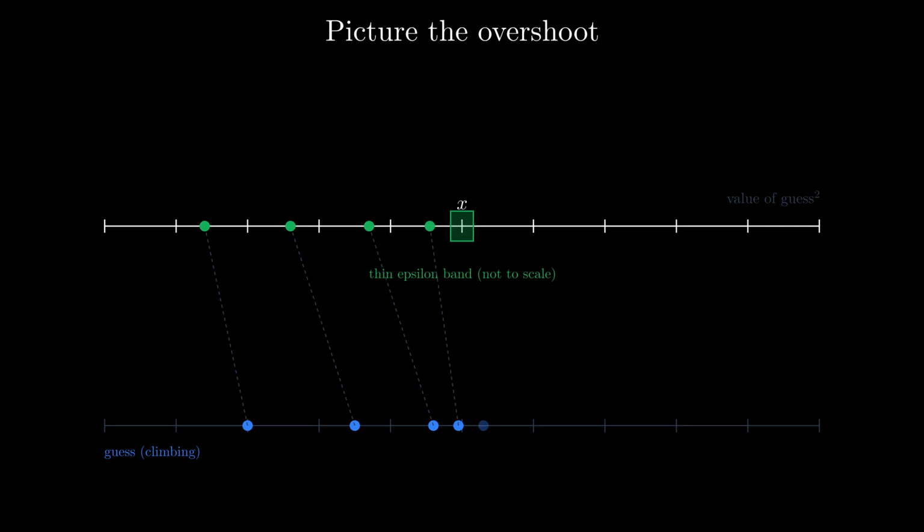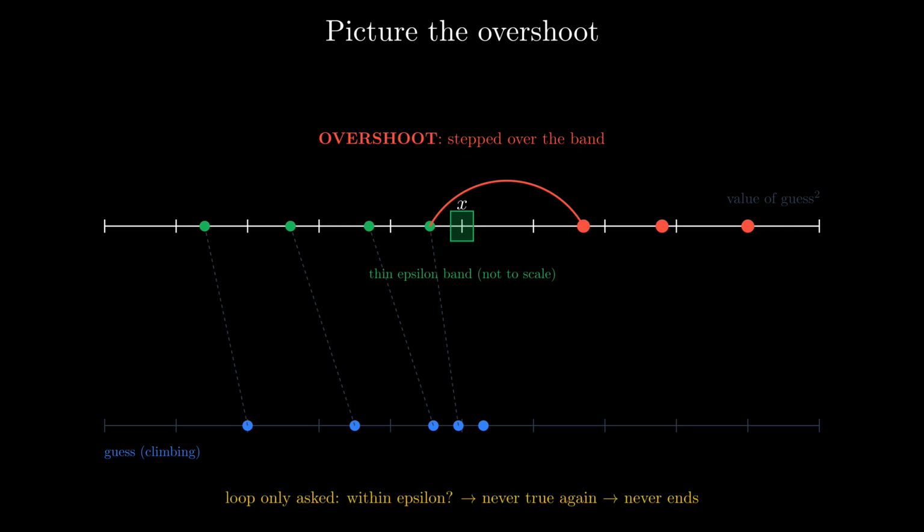We take that step, but guess squared leaps clear over the band to the far side, above x. The program checks, finds we are not within epsilon, and says keep guessing. So guess climbs again, and the guess squared only sails further away. We stepped right over the target. We never told the loop what to do if that happened, so it never stops.